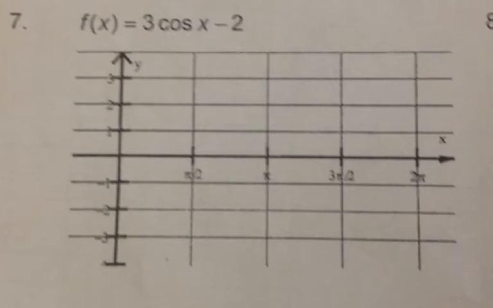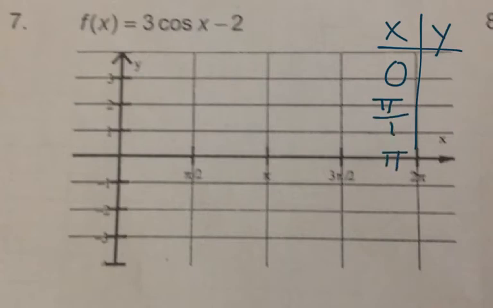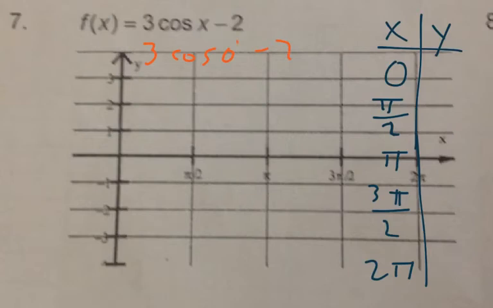Here we go. Again, when I make my table, I notice the scale again goes 0, pi over 2, pi, 3 pi over 2, and finally 2 pi. Okay? And I'm just going to plug them in one by one. So if I do 3 times the cosine of 0 minus 2, now guys, verify with your calculator, but cosine of 0, I'm pretty sure is 1. And 1 times that 3 right there means I have 3 minus 2, which is simply 1.